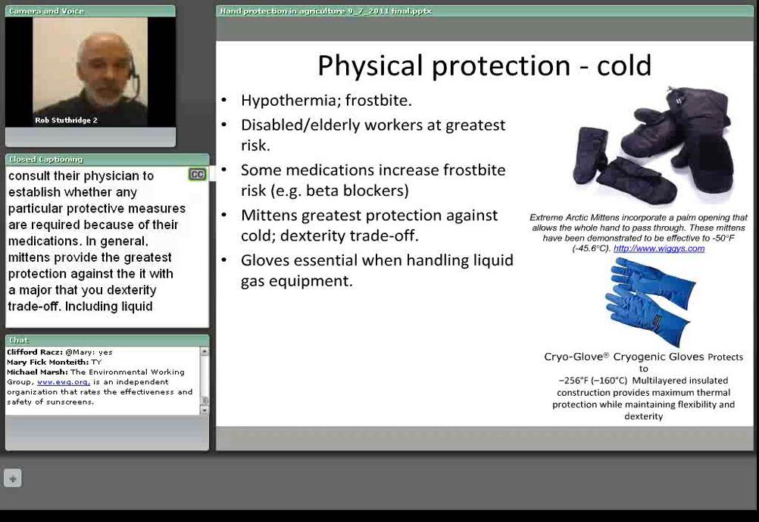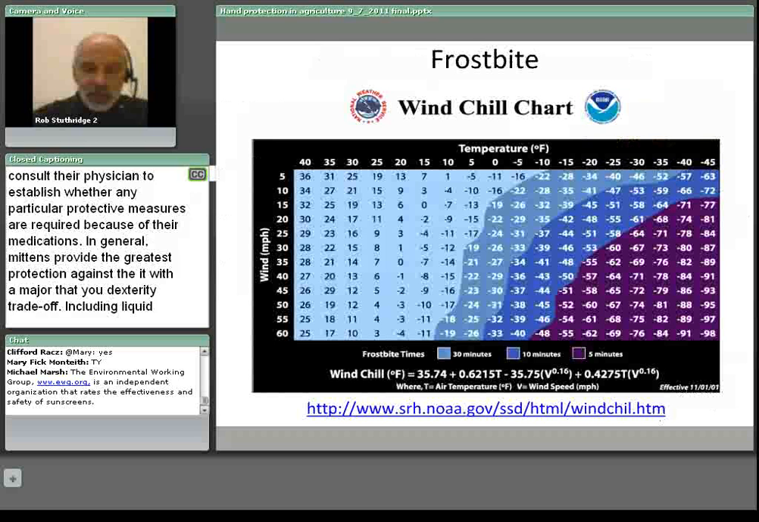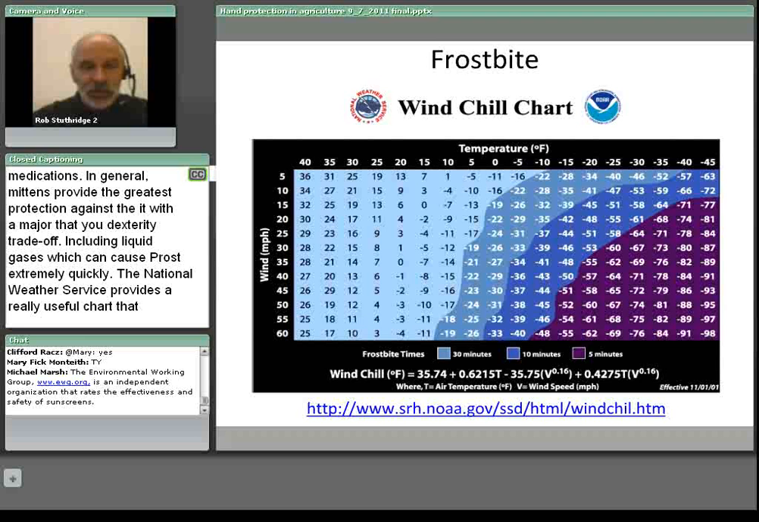The National Weather Service provides a really useful chart that indicates the relationship between temperature, wind speed, and average time for exposed skin to suffer frostbite. And you can note from this chart that frostbite can occur within 30 minutes, even when the temperature is above freezing, or 32 degrees Fahrenheit.